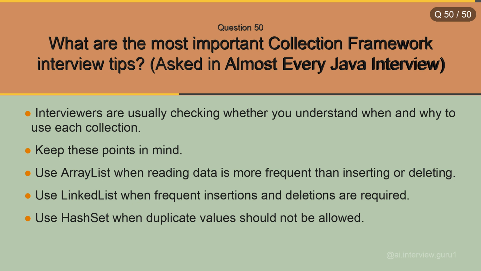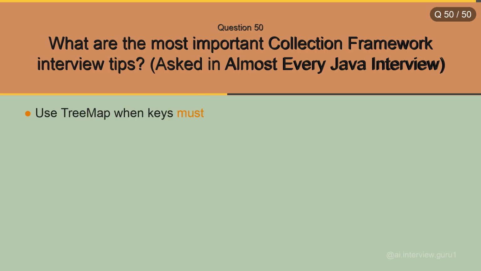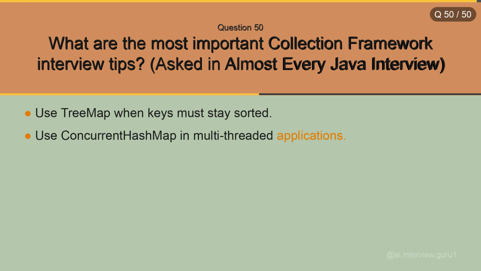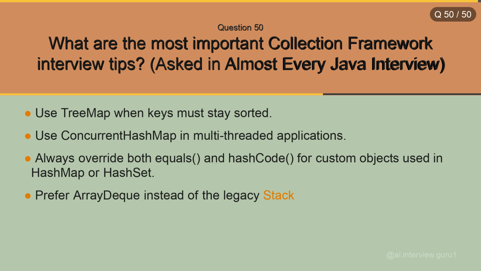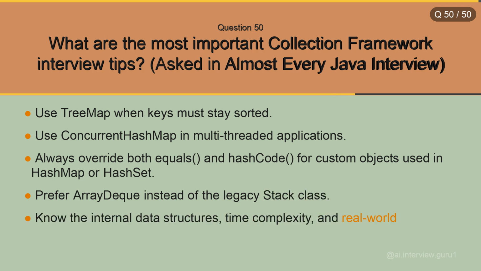Use HashMap for fast key-value lookups. Use TreeMap when keys must stay sorted. Use ConcurrentHashMap in multi-threaded applications. Always override both equals and hashCode for custom objects used in HashMap or HashSet. Prefer ArrayDeque instead of the legacy Stack class. Know the internal data structures, time complexity, and real-world use cases of each collection.